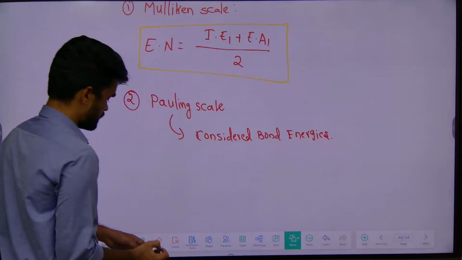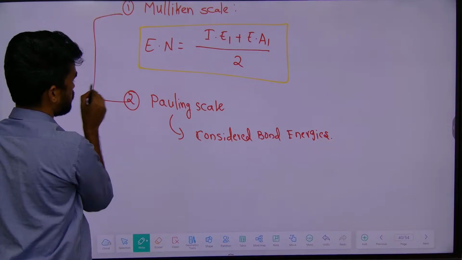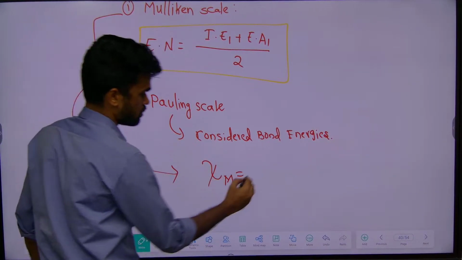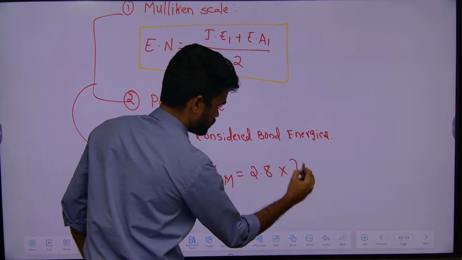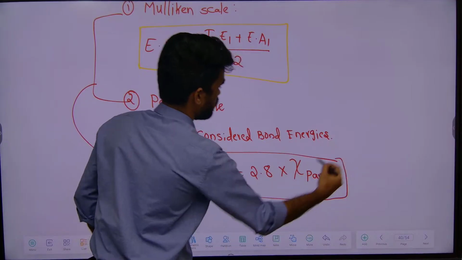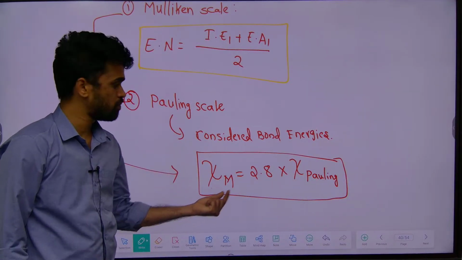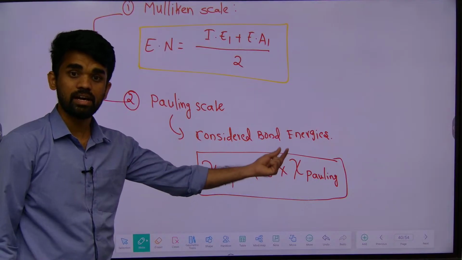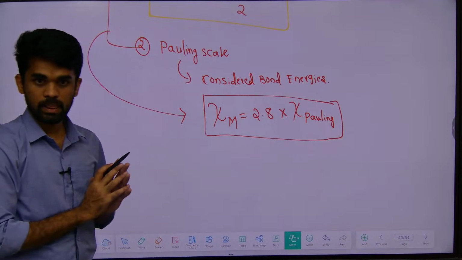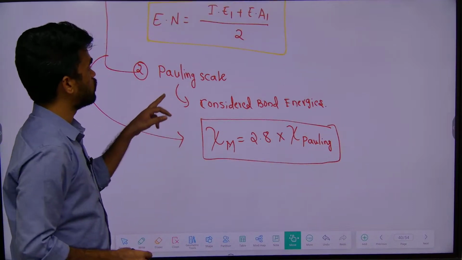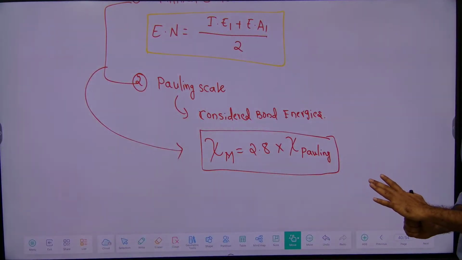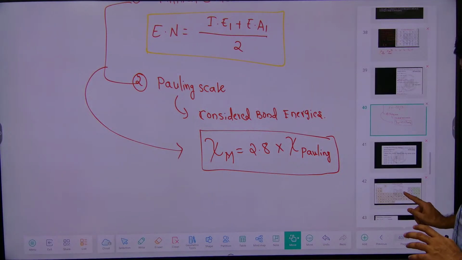Okay. Then next, the relation between the Mulliken scale and the Pauling scale can be considered like this. Electronegativity on the Mulliken scale is equal to 2.8 times the electronegativity on the Pauling scale. Okay. Next. This 3 is over. So now we need to look more deeply into this Pauling scale once. Did you understand the relations and all? Okay. So now look at this table.